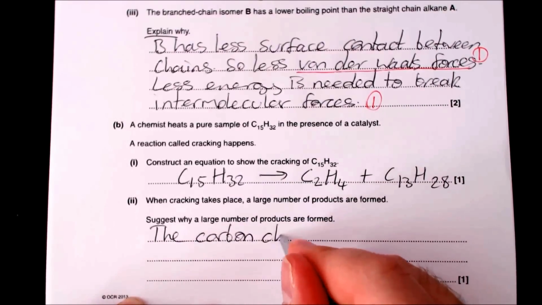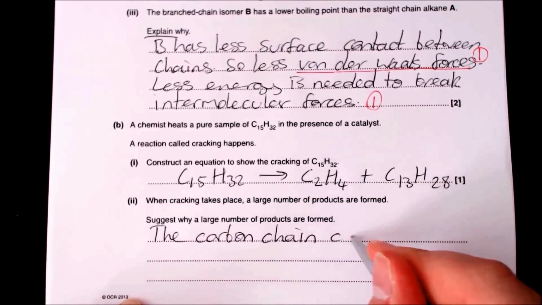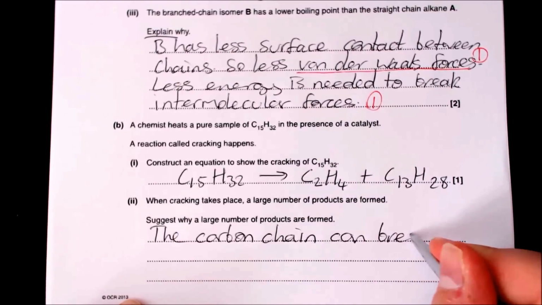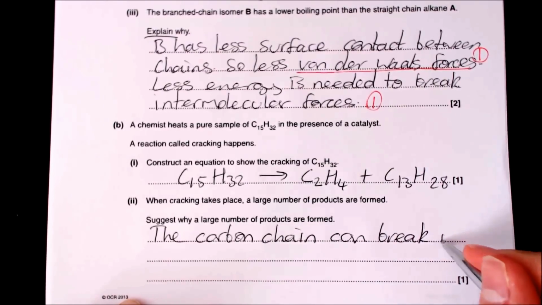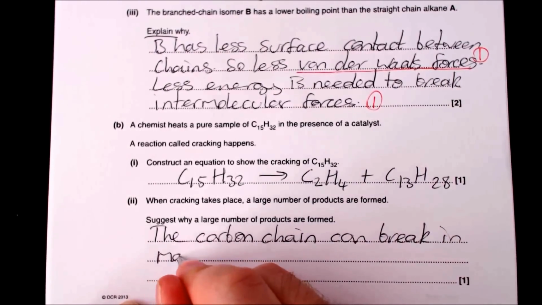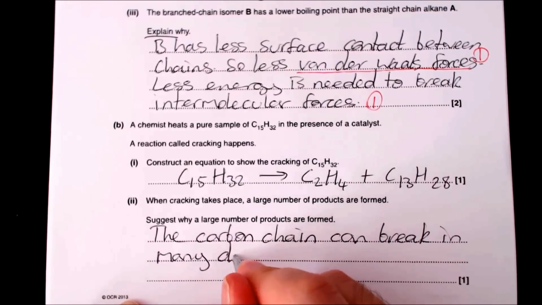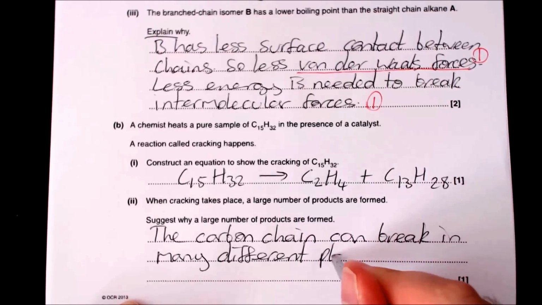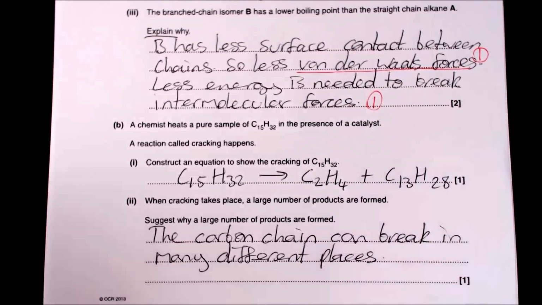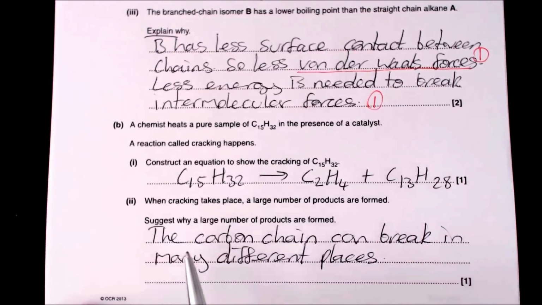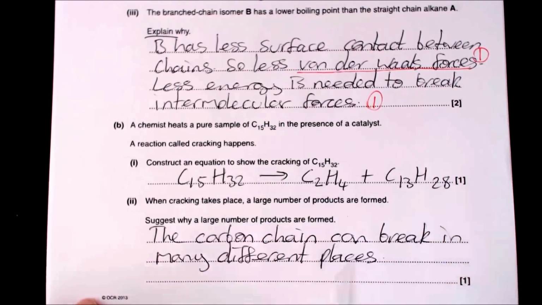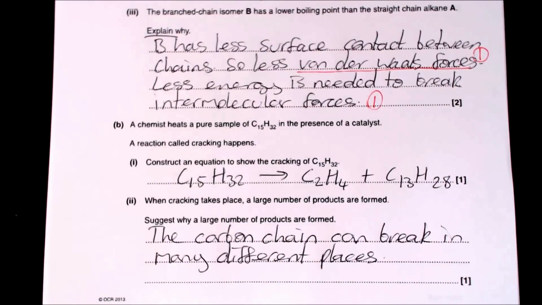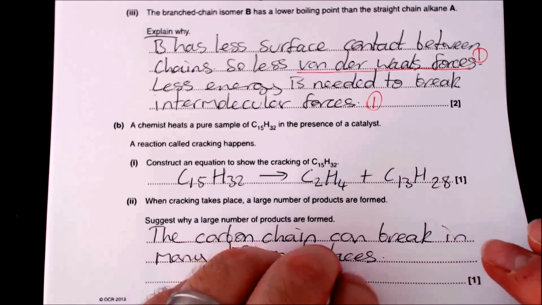So the carbon chain can break in many different places. All right, okay, so there's our mark there, or anywhere where you can say that the carbon-carbon bonds can be broken anywhere along that chain, and that gives us obviously the variety. All right, okay, on to the next part of the question.